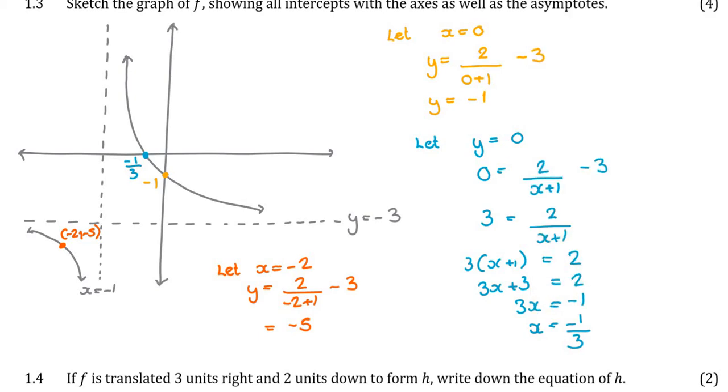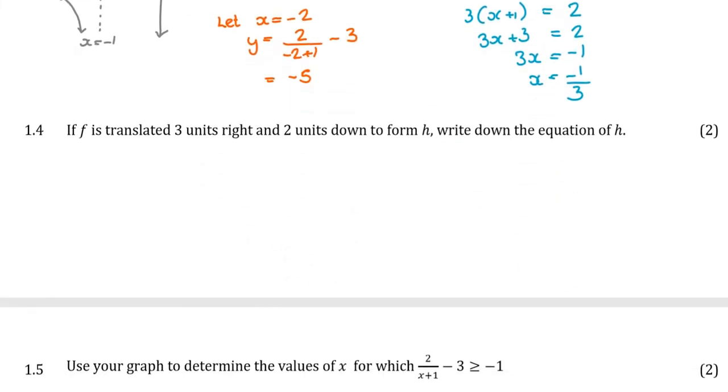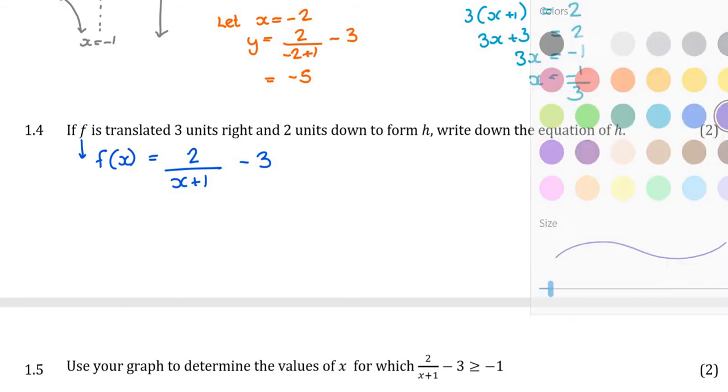Okay, let's look at the next question. If f is translated 3 units right, now careful, let me just write down what f's equation was. F's equation was 2 over x plus 1 minus 3. If f is translated 3 units right and 2 units down to form h, what's the equation of h?